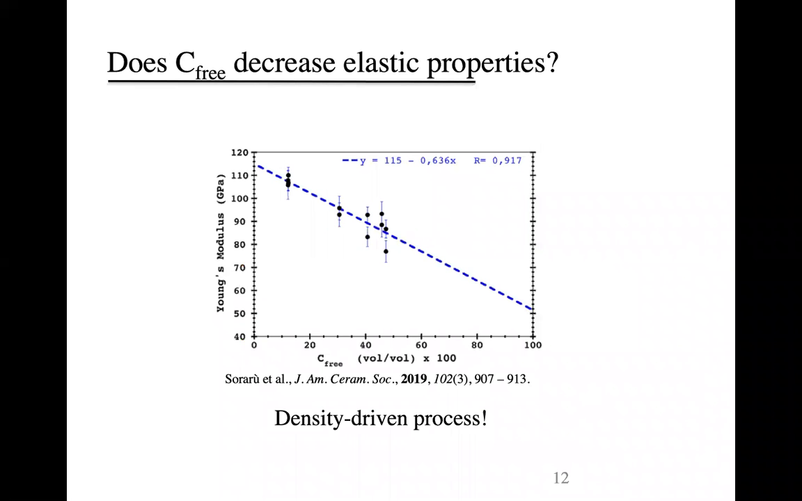So that answers the question: based on our calculations, we predict that increasing free carbon content wouldn't decrease elastic properties. Essentially, it is likely that the Young's modulus decreased in Sararu's 2019 study because it's a density-driven process. Since the density of samples decreased with increasing free carbon content, it is possible that the Young's modulus decreased due to that reason.